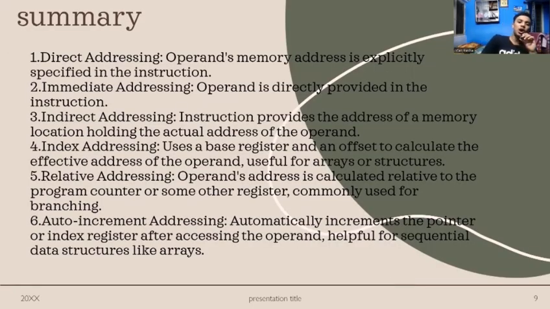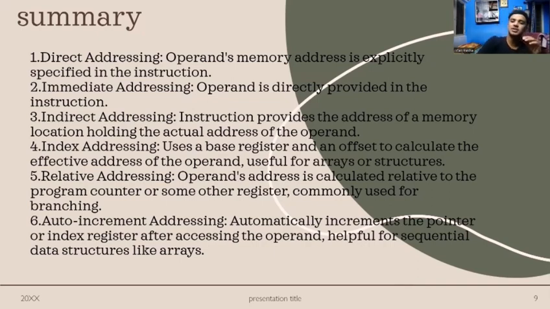Okay, we've learned about the direct addressing mode, indirect addressing mode, the immediate addressing mode, index addressing mode, relative addressing mode, and auto increment addressing mode. So after all this, let us try to summarize it and find the similarities or differences between these modes. So let us do the summary first.